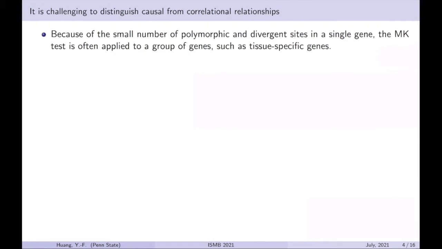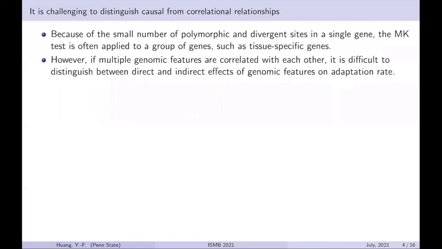Very often, we apply the MK test to a group of genes with similar functions or a group of sites in different genes with similar functions. And I call those things genomic features. We very often apply the MK test to genomic features instead of individual genes because we often have a small number of polymorphisms in a single gene. So we have to pool genes together to improve the statistical power. Using this framework, we can study which genomic features might contribute to adaptive evolution.